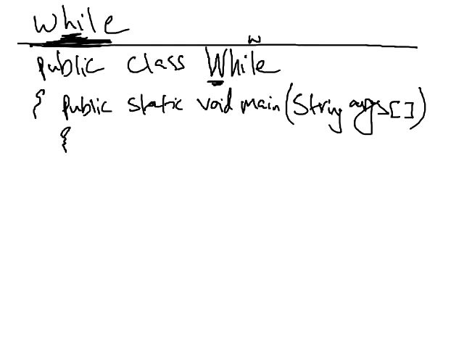So basically, what I want to do is have my program print numbers like this: 1, 2, 3, 4, 5, 6, 7, 8, 9, 10. This is the idea of what I want to do.